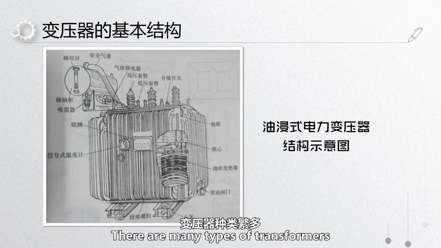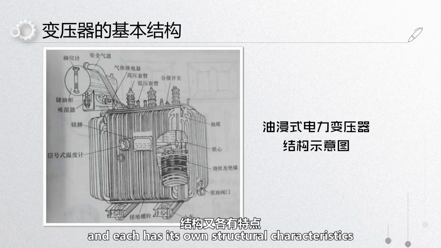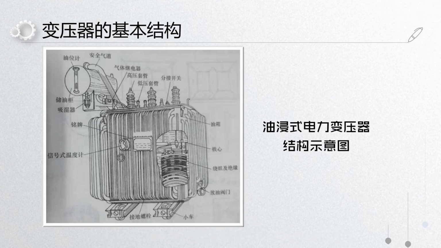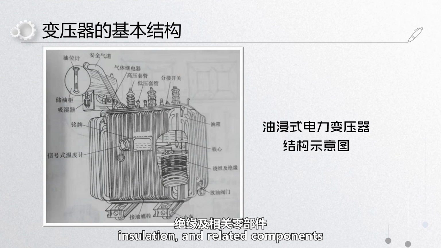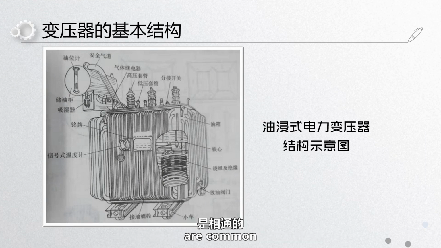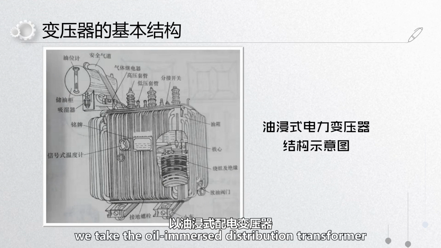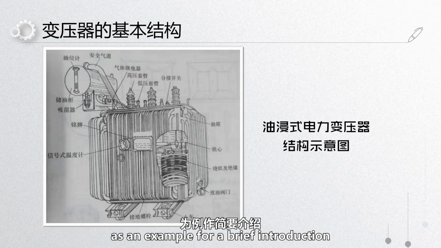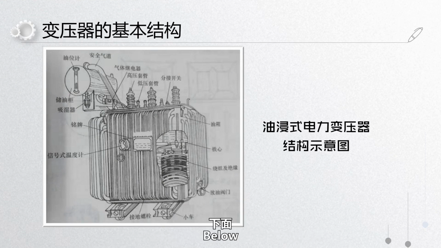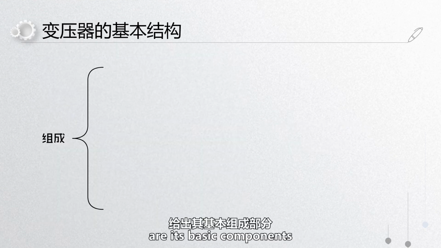There are many types of transformers, and each has its own structural characteristics, but their basic structures are similar. Core, winding, insulation, and rated components are common in this section. We take the oil-immersed distribution transformer as an example for a brief introduction. Below are its basic components.